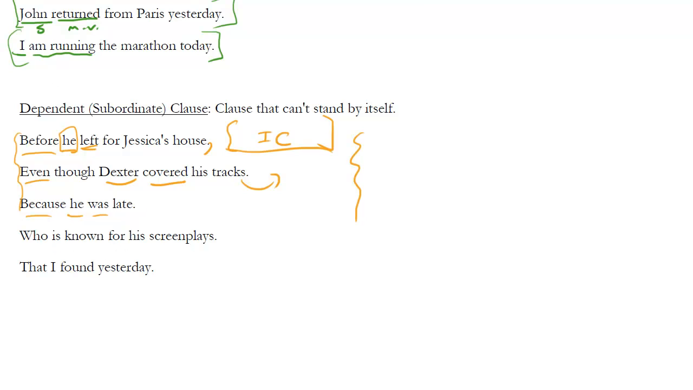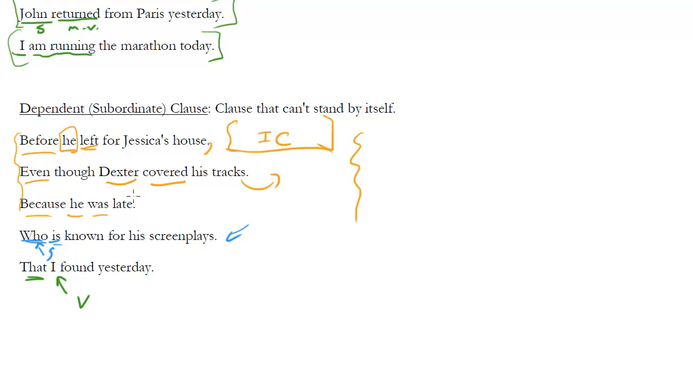Who is known for his screenplays? So this we already talked about. It's a relative clause. And now I think it makes sense as to why we call it a relative clause. It starts with a relative pronoun, which is essentially the subject of the clause. And then we have a main verb, right? Who is known for his screenplays? So we need to have more of this, right? So we can say, John, who is known for his screenplays, works in Hollywood, right? This is not complete on its own. It needs more. How about this relative clause? That I found yesterday. So again, subject, which in this case would be the that, I, which is the verb, so it's a clause, but it needs more. It's not complete on its own. So for example, the key that I found yesterday opens the treasure chest, whatever it might be, right? So again, it's not complete without more.